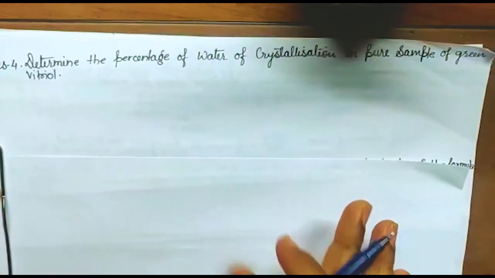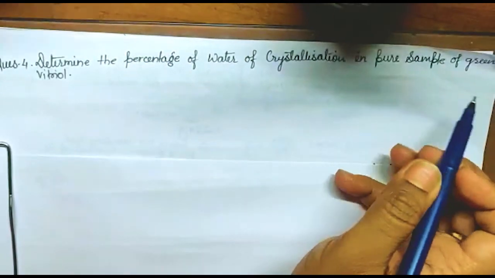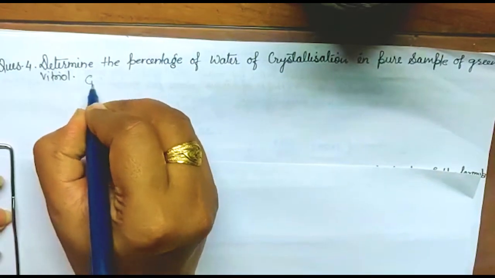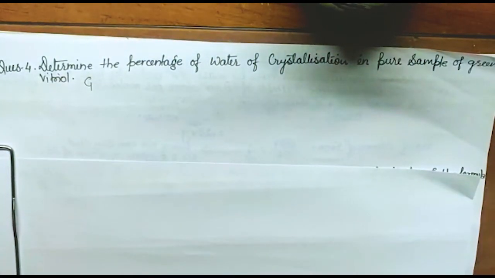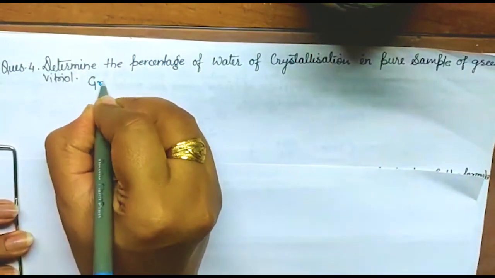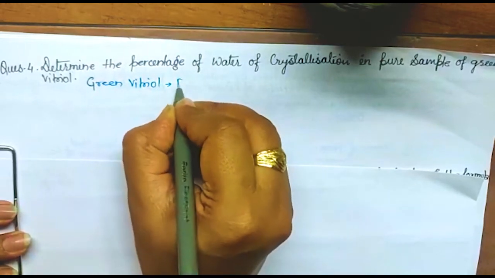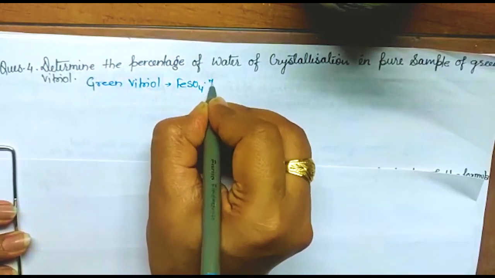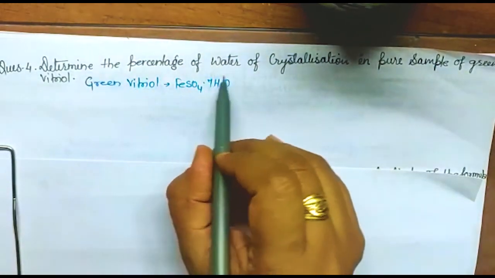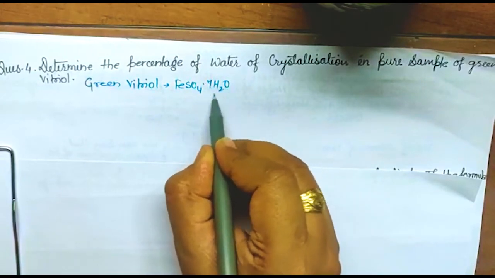So here's the next question, class. Determine the percentage of water of crystallization in a pure sample of green vitriol. You should know the green vitriol formula first. Green vitriol is FeSO4.7H2O. First you should know this. Now determine the percentage of water of crystallization. That means you have to find the percentage of this, isn't it?